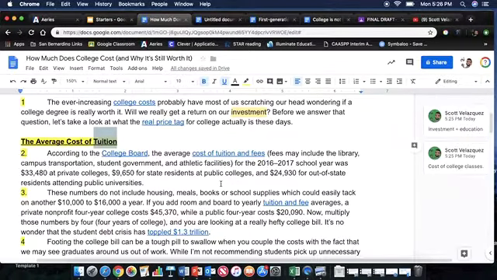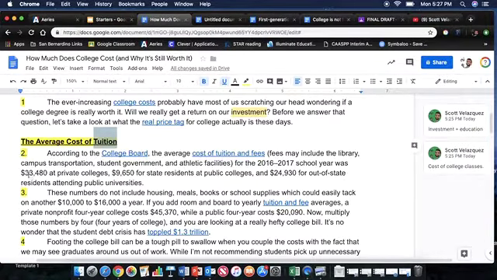And lastly, $24,930 for out-of-state residents attending public universities. So that means if you are from California and you wanted to go to college in, let's say, New York, the cost for you would be $24,000 because you're not a resident of that state. If you lived in New York, it would be $9,000, but since you're from California, it'll cost you $24,000. So it's always cheaper to go to college at a public college that's in your state.